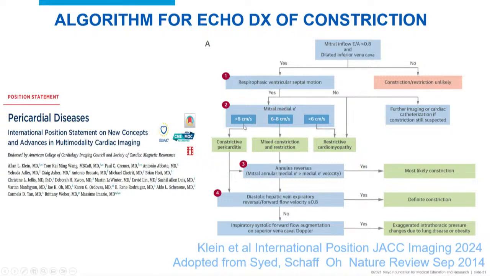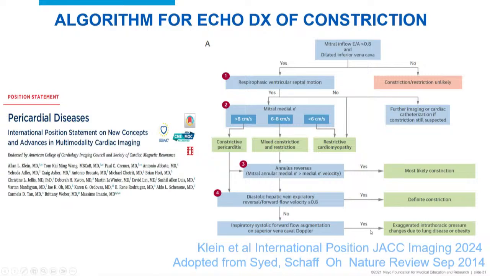More than 8 centimeters per second is constriction, less than 6 is restriction. But mixed disease may even be possible with 5 or 6 centimeters per second if hepatic vein Doppler shows the specific changes I showed you. Another important thing this diagram shows is that patients with exaggerated intrathoracic pressure change, meaning obesity or COPD, can have exactly the same Doppler findings.